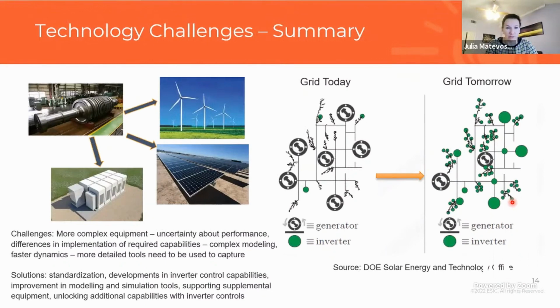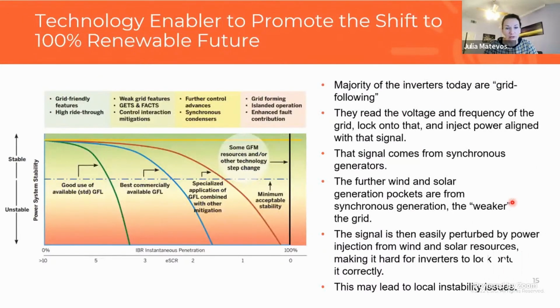As I mentioned, this is broadly termed grid forming. This figure is just a schematic. It's not a physical representation, but basically the x-axis is showing the instantaneous penetration of inverter-based resources, wind, solar, storage.